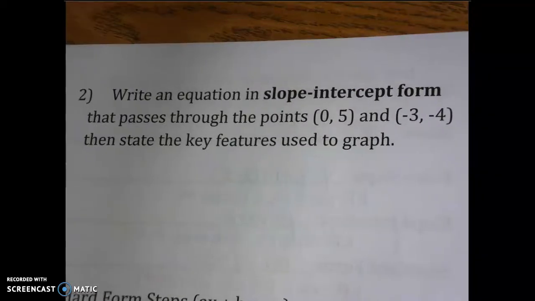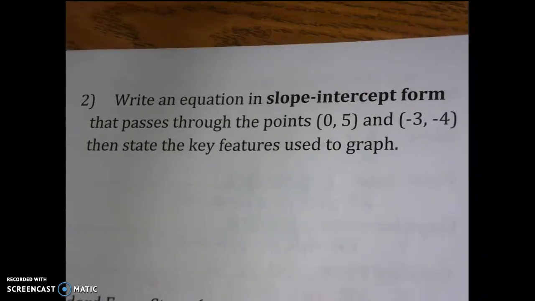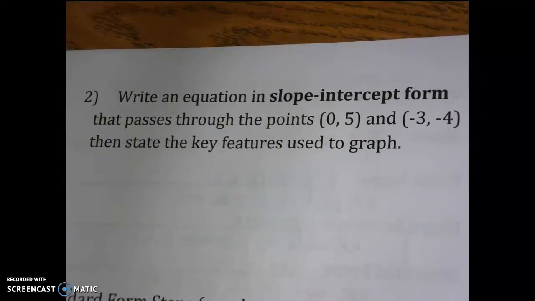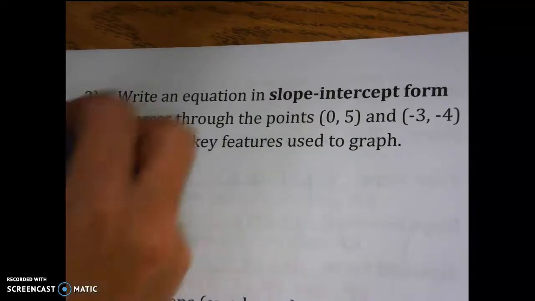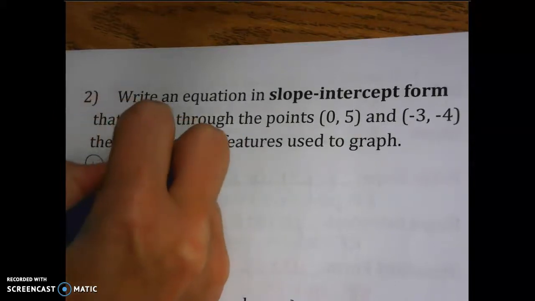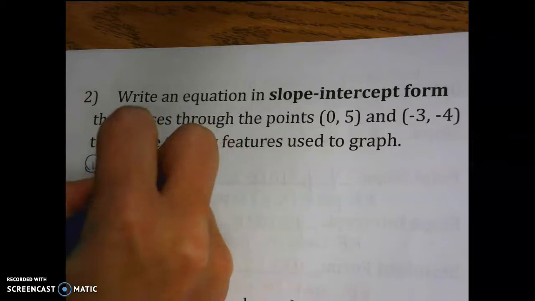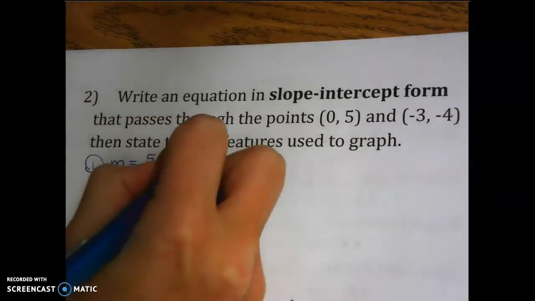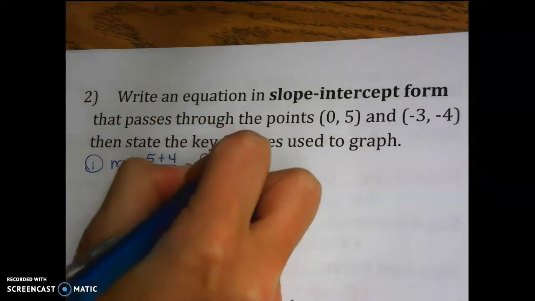So again, we're looking for slope-intercept form, passing through 2 points. So go ahead and try. Hit pause right now. Try it, and then come back and check. All right, so step 1 is slope. We have 5 plus 4 over 0 plus 3. 9 over 3 equals 3.